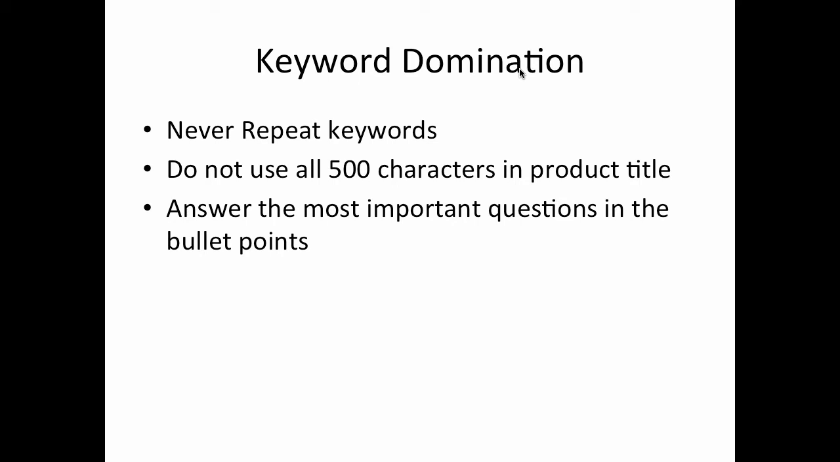The next thing I want to touch on is answering the most important questions in the bullet points. We talked about this before, you guys. It's very important that you think of at least 5 things that your customer is going to be wanting to know if the product actually solves. If your product is a grooming brush for dogs, they want to know: are the brush bristles detachable? Can I replace them, or is it easy to clean?